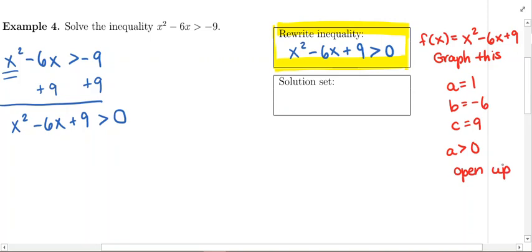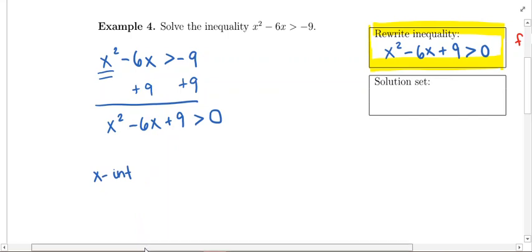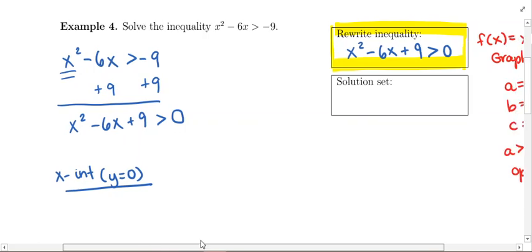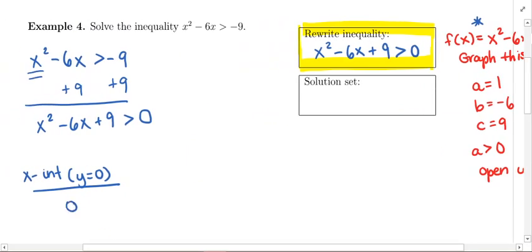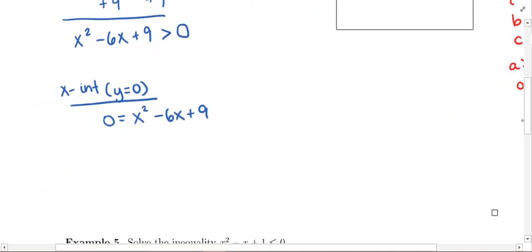Now we need the x-intercepts. So I'm going to come over here and put the x-intercepts right here. For the x-intercepts, we need to set the y value equal to 0. Remember, we're looking at our function because that's what we're trying to graph. f of x is the same thing as y, so we set that equal to 0. We get 0 is equal to x squared minus 6x plus 9. If we solve this equation, that is going to give us the x-intercepts of this parabola.